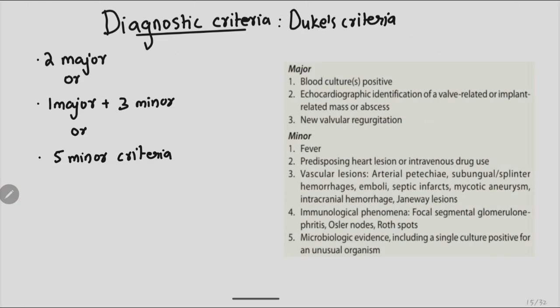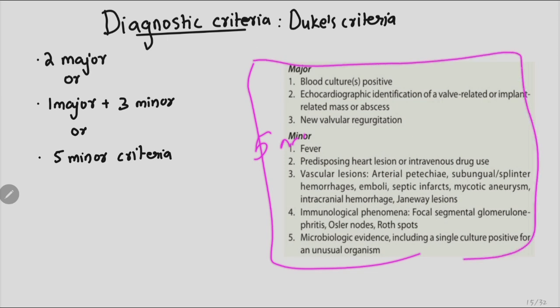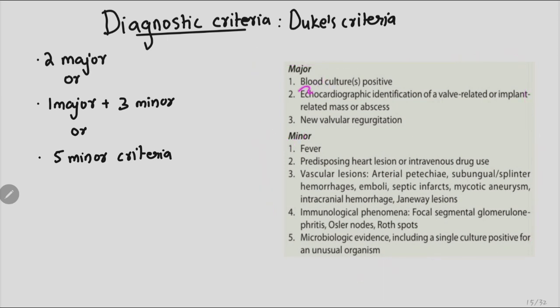Then the diagnostic criteria, it is called Duke's criteria, and Duke's criteria says that in order to diagnose infective endocarditis, there should be at least 2 major criteria, or 1 major criterion along with 3 minor criteria, or 5 minor criteria positive. So these are the major and minor criteria. Major criteria include positive blood culture, then echocardiographic identification of valve related or implant related mass or abscess.